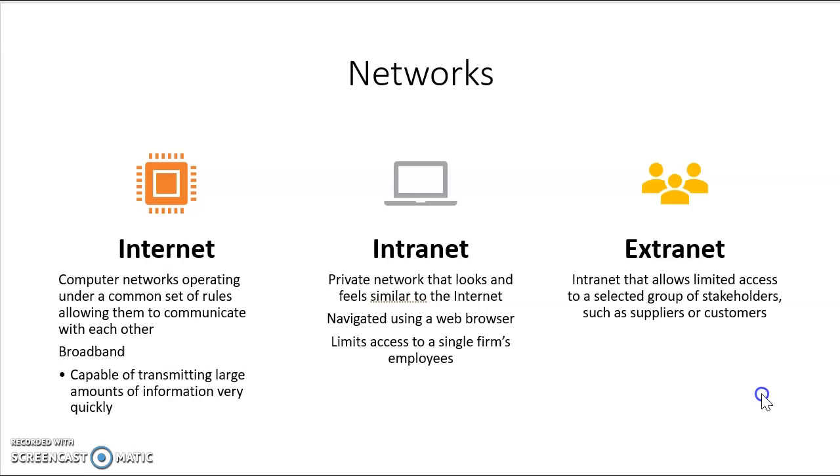An intranet is a private network that looks really similar to the internet, and it still uses a web browser, but it limits access to a firm's employees. So basically, it allows all of the computers within a firm to talk to each other, but not the outside. And then an extranet is basically an intranet that allows limited access to a few people, such as a group of suppliers or customers.